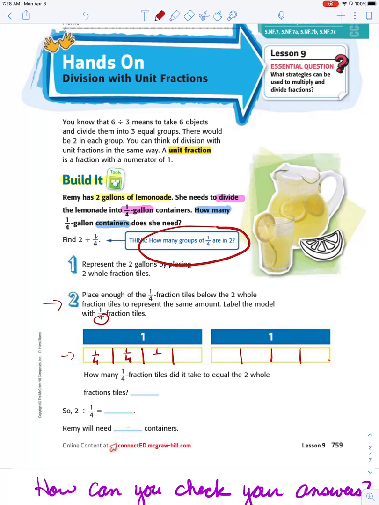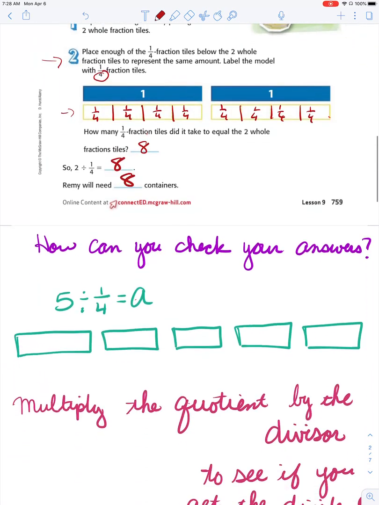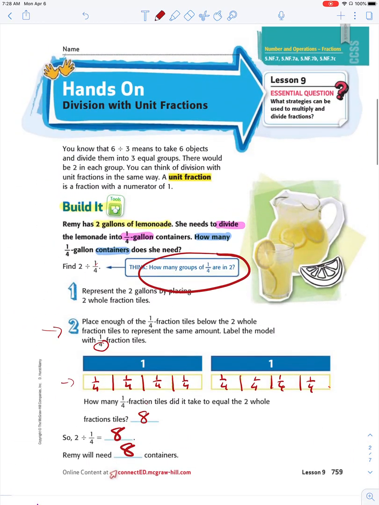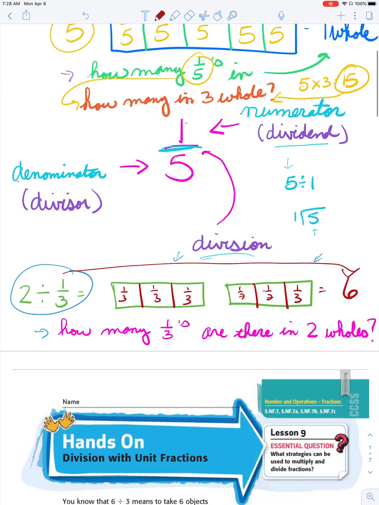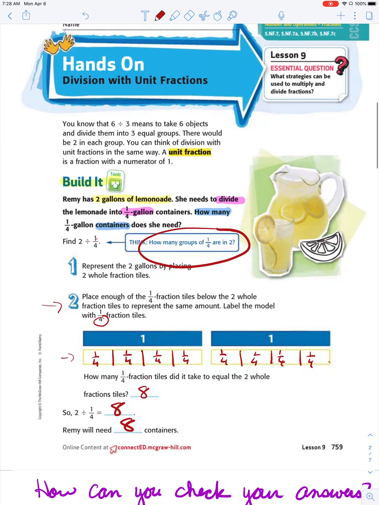And in each one, we're going to determine how many times I wrote 1/4 in each one of these boxes. And for that answer, Maya, you would say 8. Fantastic. So 2 divided by 1/4 is 8. And to end this, Remy's going to need 8 containers. So you're going to get a whole number. All right, so that was this type of fraction, 2 divided by 1/3. That gives me a whole number.